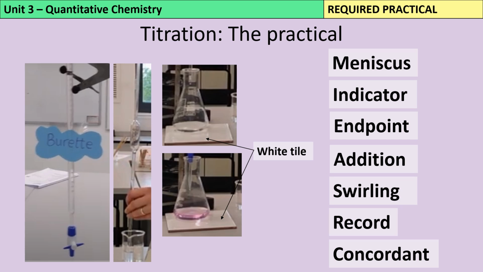When you write your method, it needs to make sense and actually work, so you need to mention that you're going to use an indicator so that you can identify the endpoint when you see the first permanent colour change. You need to talk about actually adding the two solutions to each other, swirling to keep the mixture homogeneous, also going dropwise when you get very near to the endpoint, and crucially recording the volume when you reach the endpoint. And then you need to repeat this practical until you have concordant data, which is data within 0.1 centimetres cubed of each other.